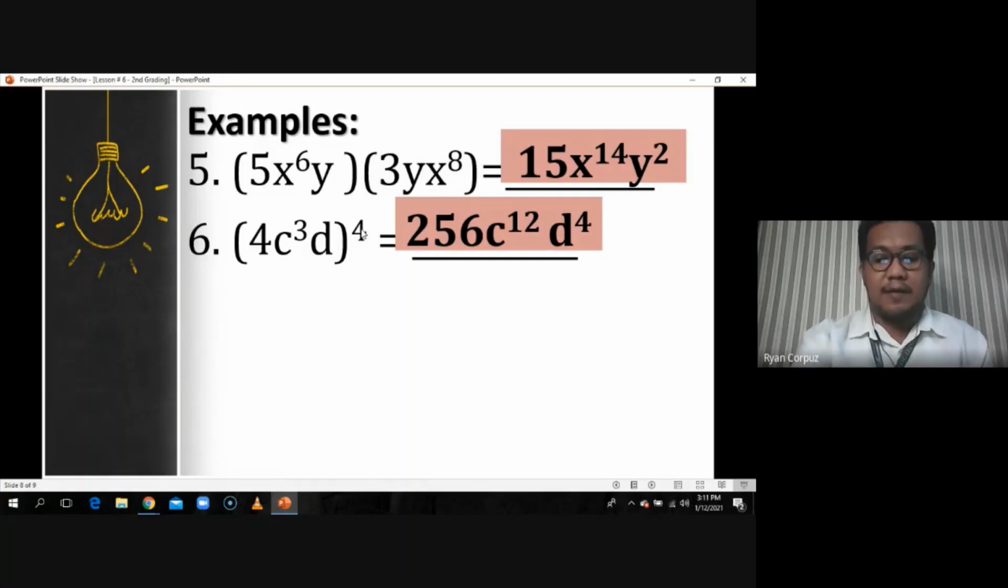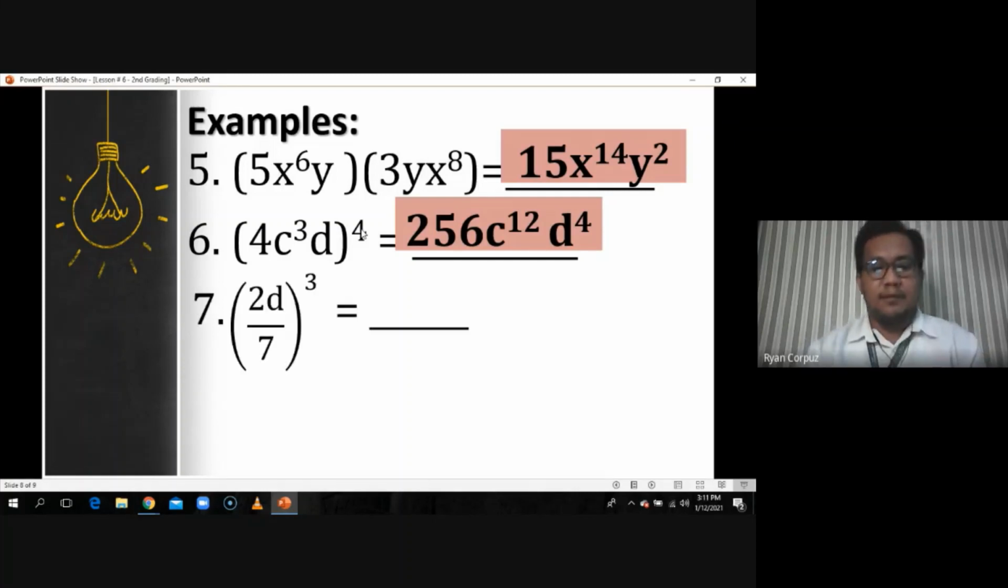So another example. Another example, number 7, is 2d over 7, quantity raised to 3. We already have an example like that on the first examples that we tackled, so that we answered. So what we are going to do, a combination ng power of a quotient rule, at the same time gagamit tayo ng power of a product rule when it comes to the numerator part kasi 2 factors to.